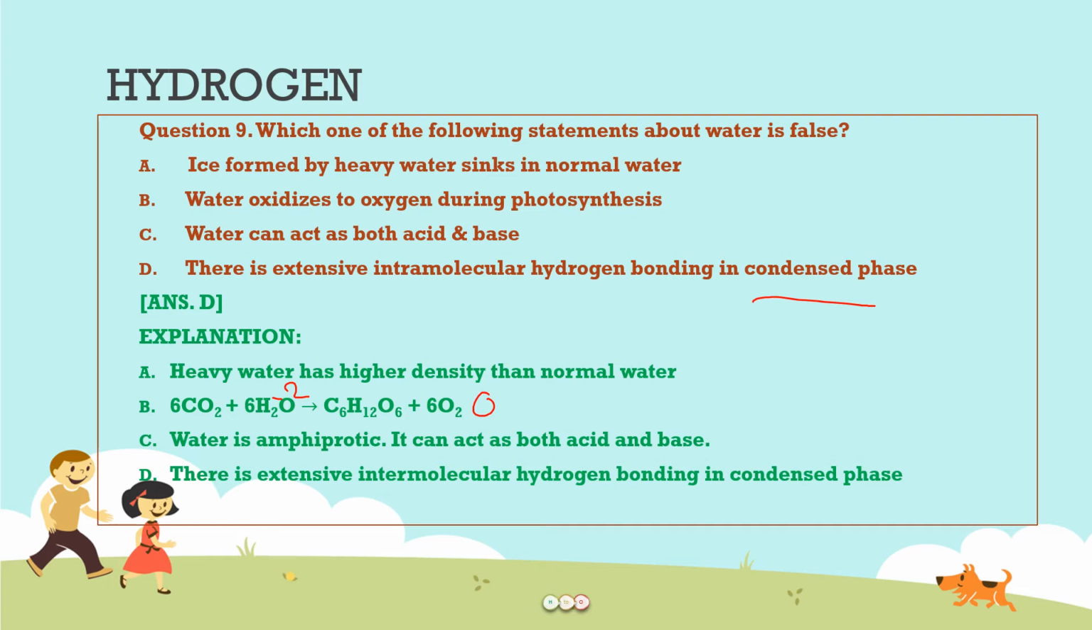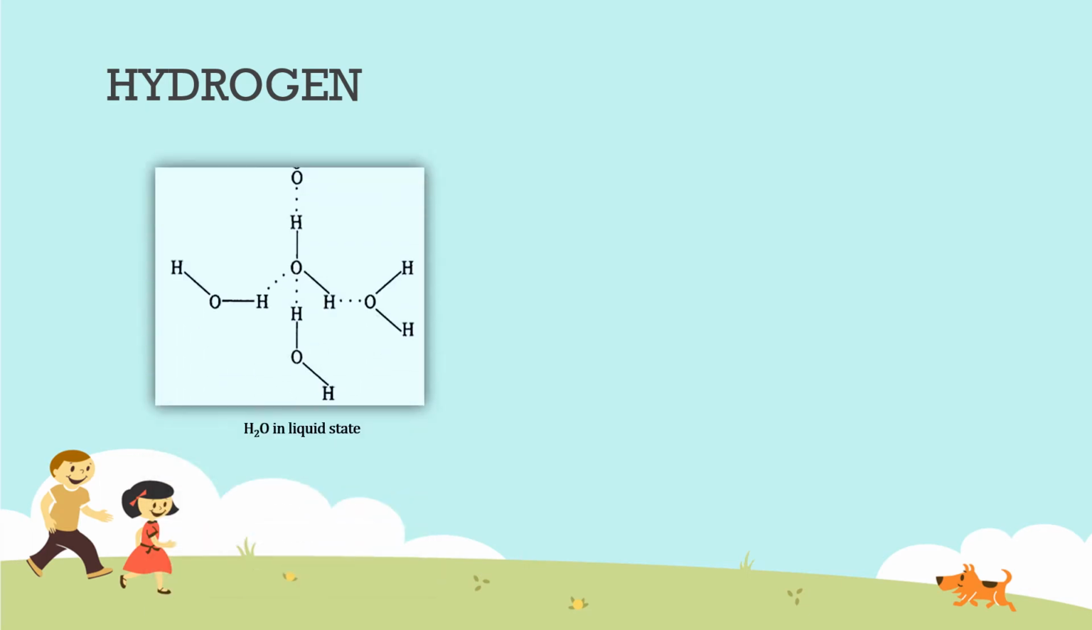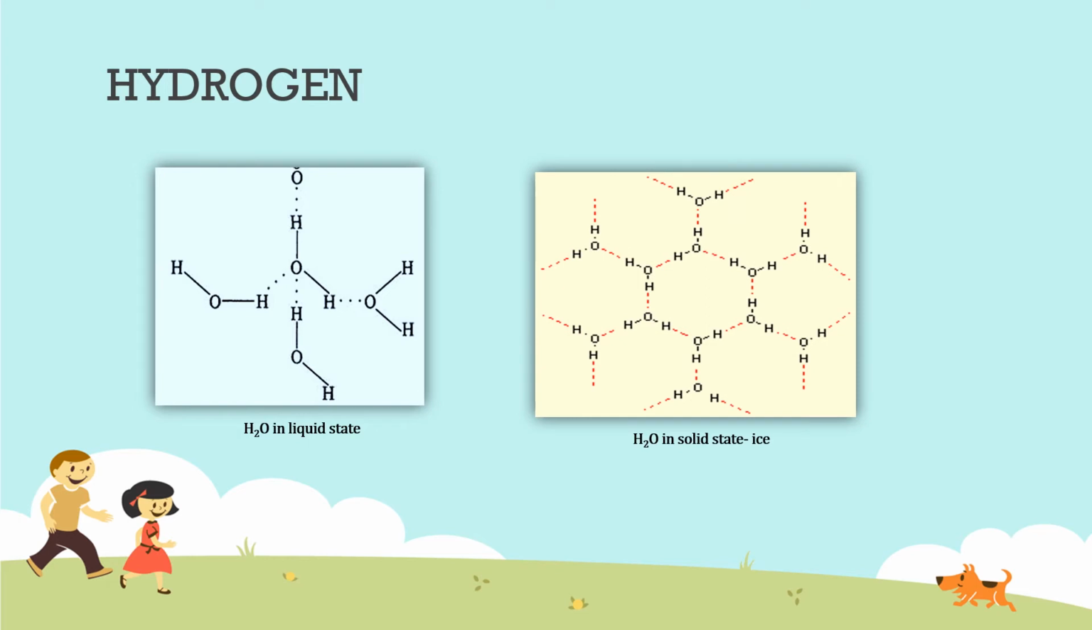So let me just show you the various structures for the intermolecular hydrogen bonding taking place in the liquid as well as in the solid state. So here you can see water hydrogen bonding taking place in the liquid state as well as in the solid state. In the ice you can see that there is a proper network of hydrogen bonding taking place, whereas in the liquid state it is just random hydrogen bonding. So extensive intermolecular hydrogen bonding amongst molecules, a lot of hydrogen bonding.